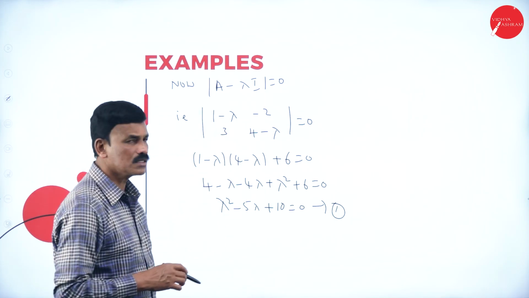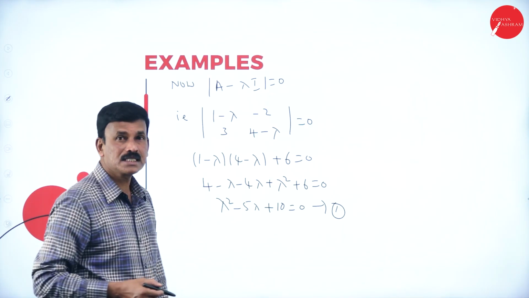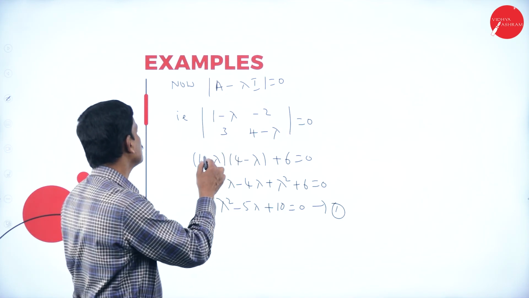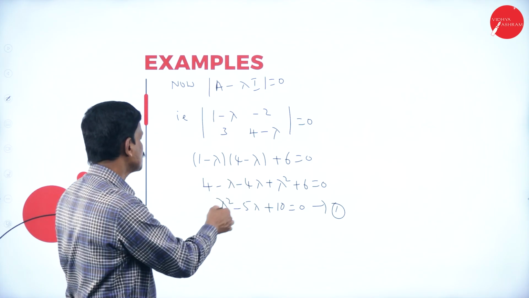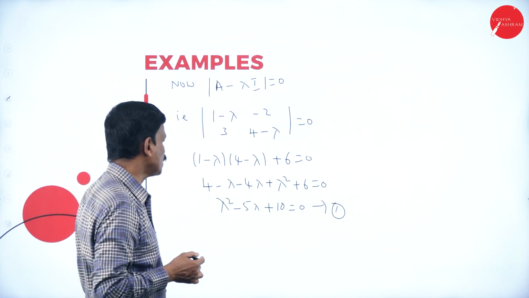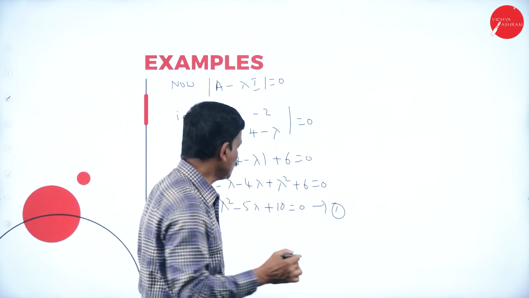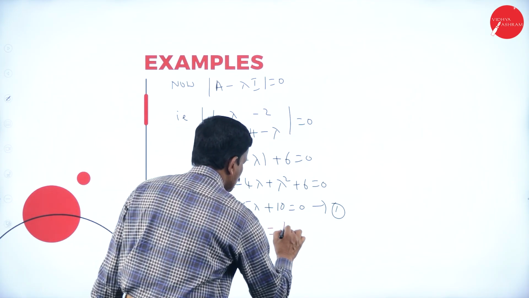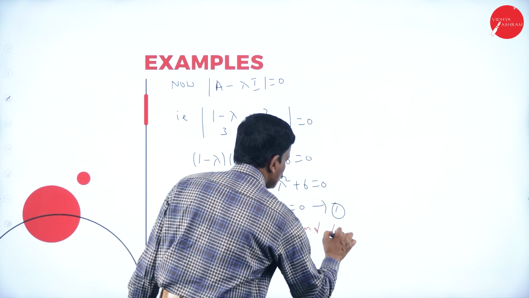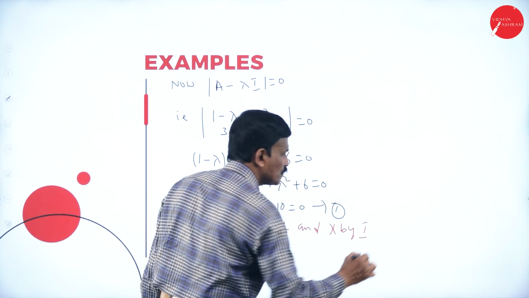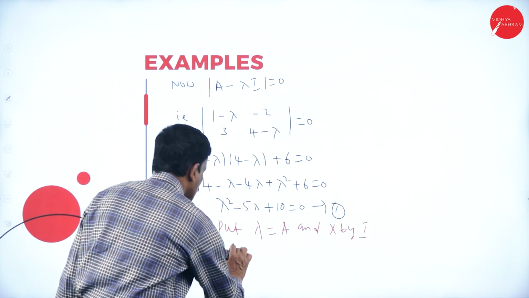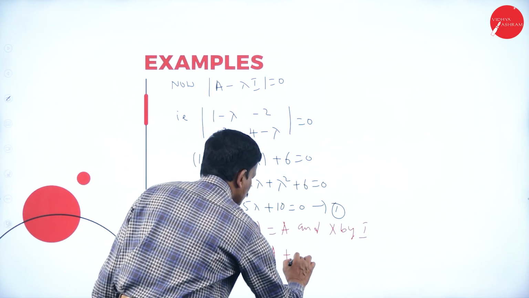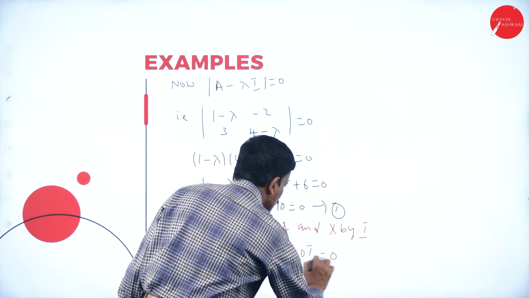Right. This is the common step. So the characteristic equation is determinant of A minus lambda I is equal to 0. That is 1 minus lambda, minus 2, 3, 4 minus lambda. If we simplify, you will get lambda square minus 5 lambda plus 10 is equal to 0. To verify Cayley-Hamilton theorem, put lambda equal to A and multiply by an identity matrix of the same order. So that is A square minus 5A plus 10I is equal to 0.